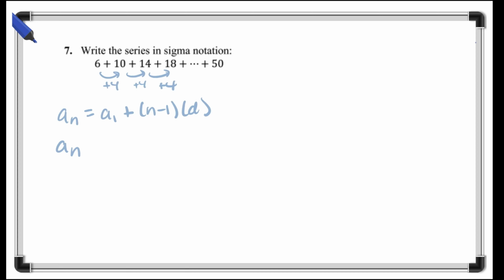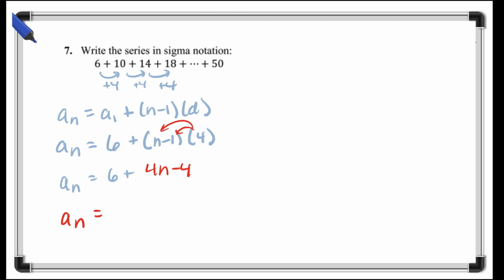So I have a sub n. I know a sub 1, that's 6. And again, generalizing, you have 4, because that's the common difference. As you simplify, you would distribute, so that's 4n minus 4. So a sub n, or my general formula, will be 4n plus 2. So in your sigma notation, my general formula will be 4n plus 2.